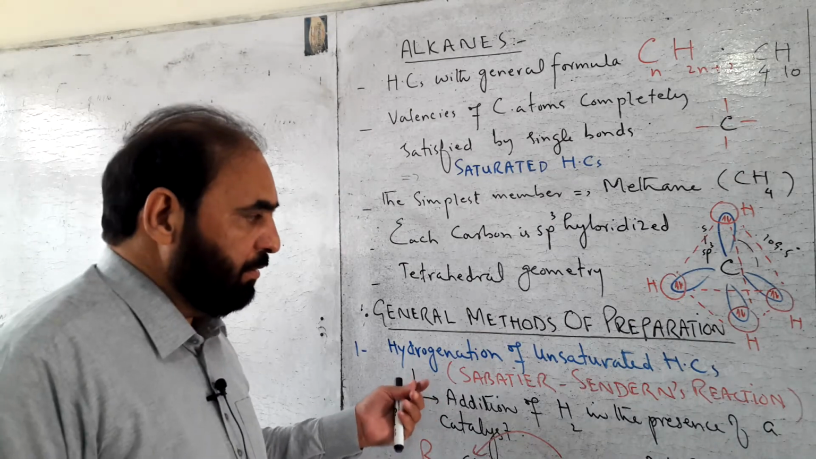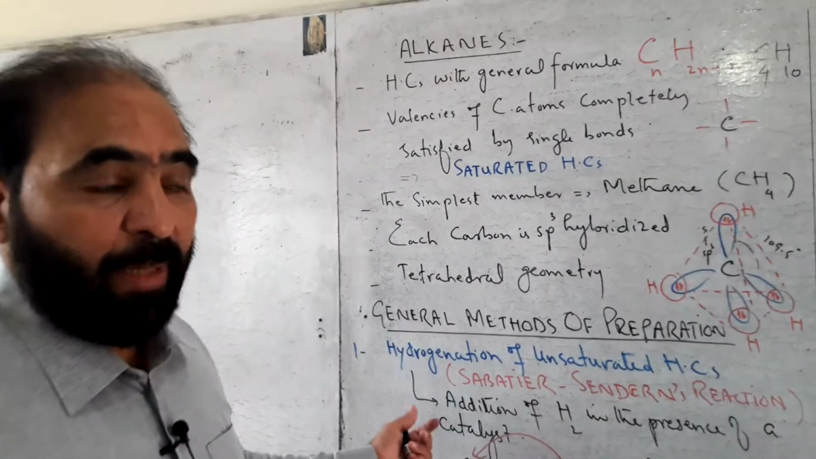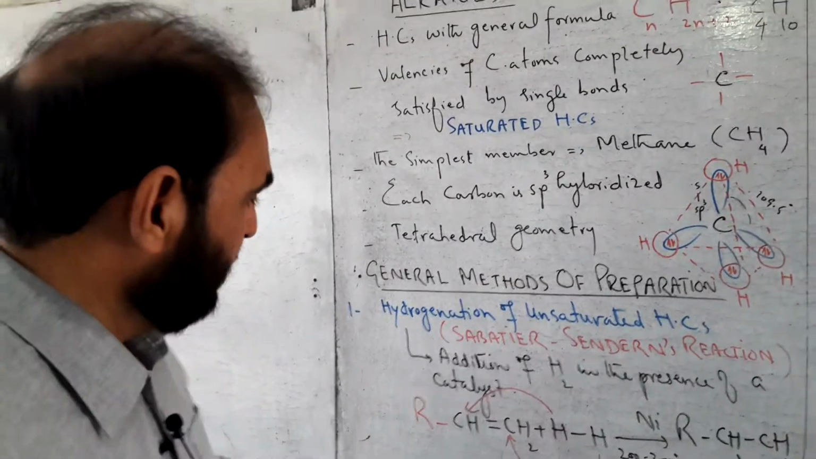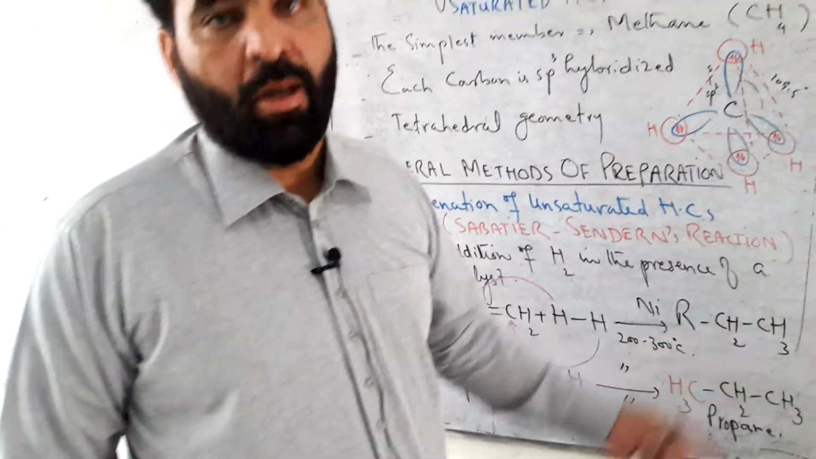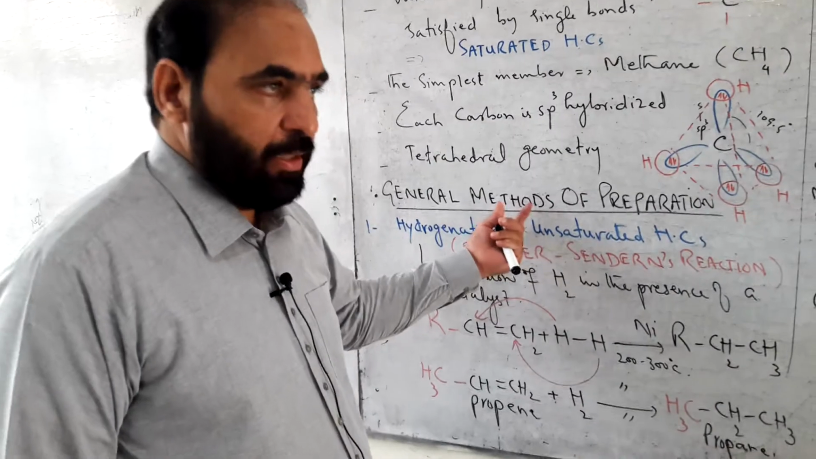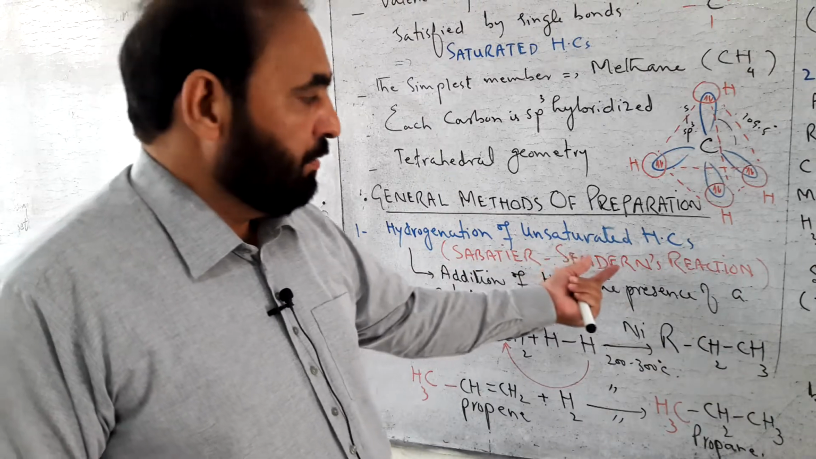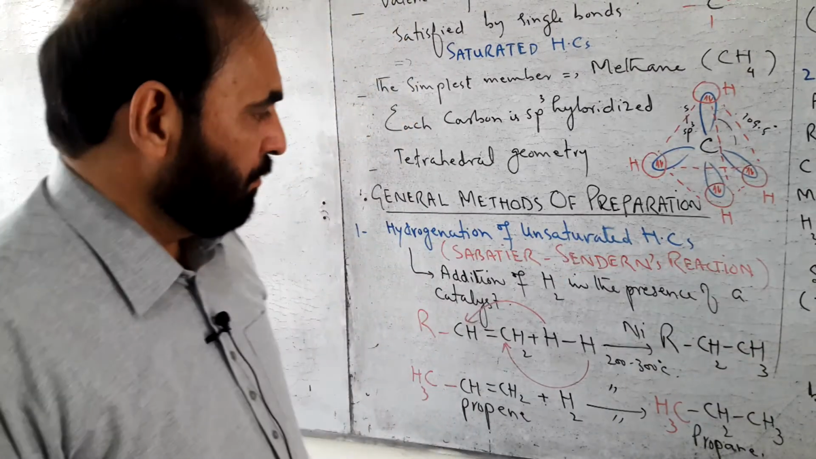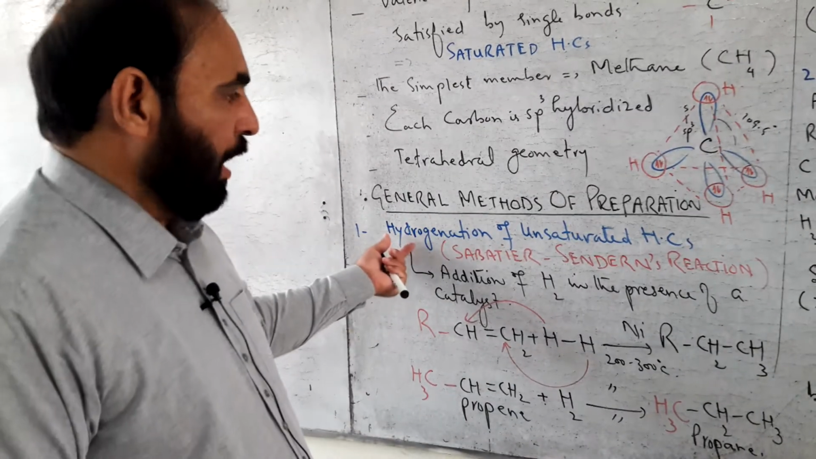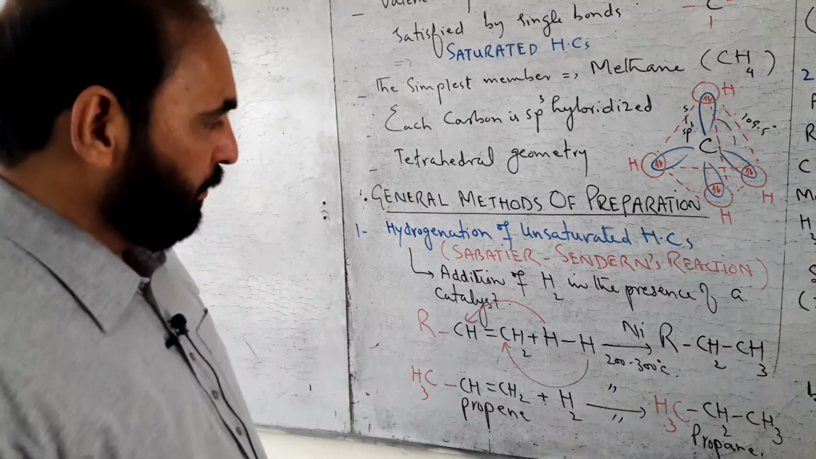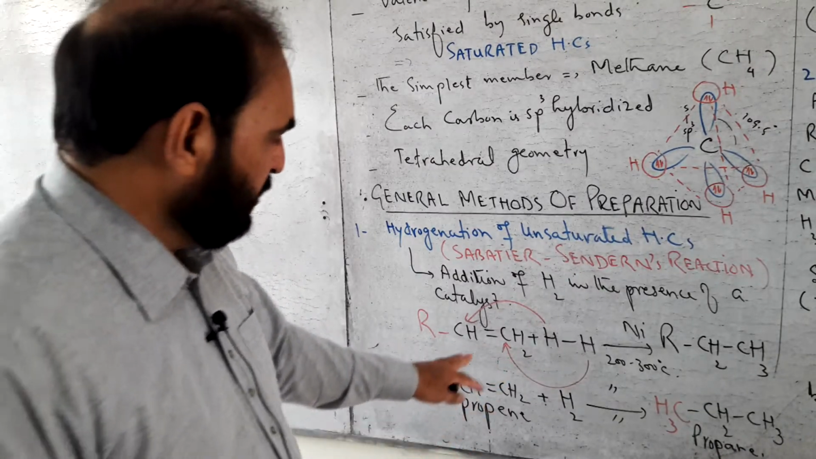Now we discuss the methods of preparation for alkanes. The first method for the preparation of alkanes is hydrogenation of unsaturated hydrocarbons. This method is also given a specific name, Sabatier-Senderens reaction. This is the specific name of the first method of preparation of alkanes, hydrogenation of unsaturated hydrocarbons. Unsaturation means presence of a double or triple bond in the chain.